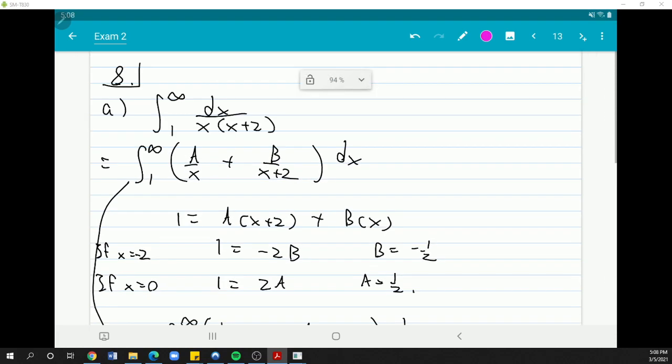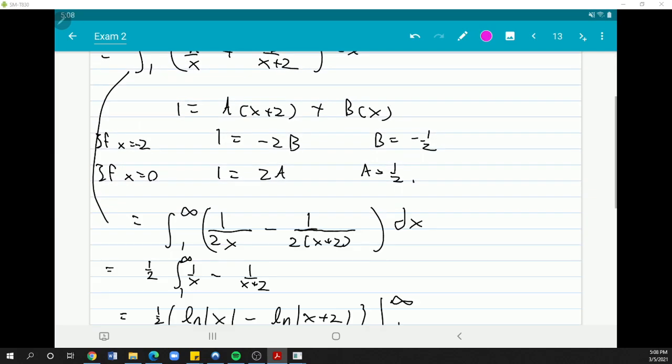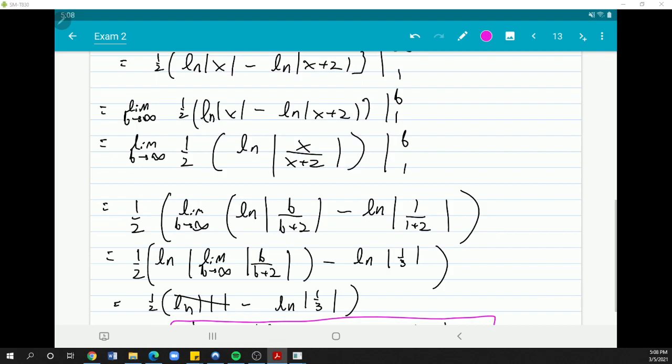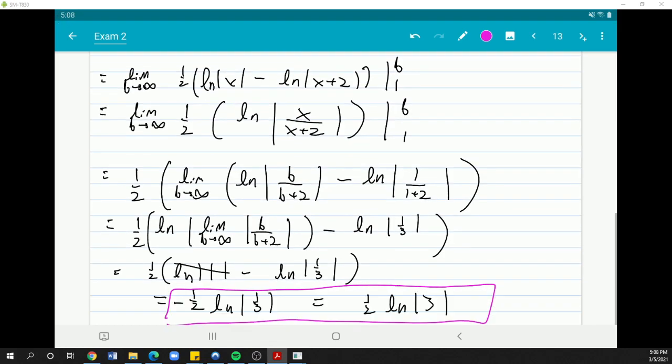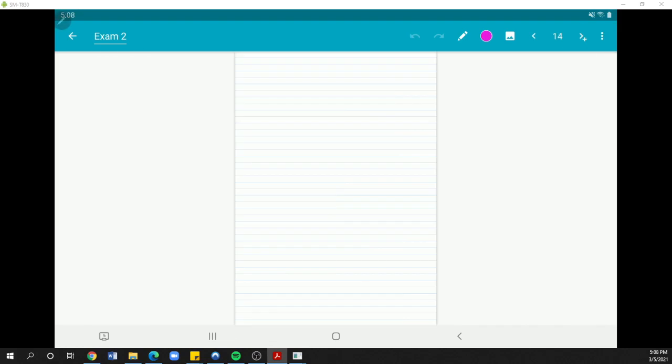So that's part A. And you really do need to write these limits as b goes to infinity when you do this, otherwise you're going to be in trouble. Definitely lose points at the very least.